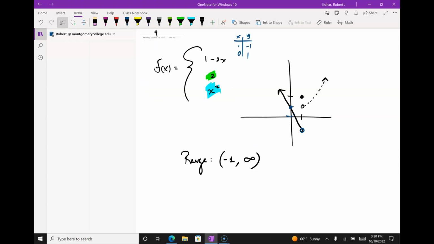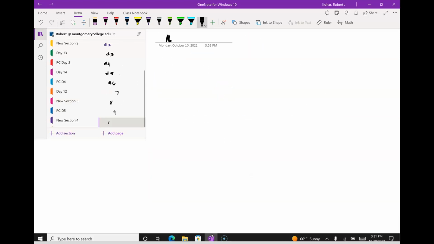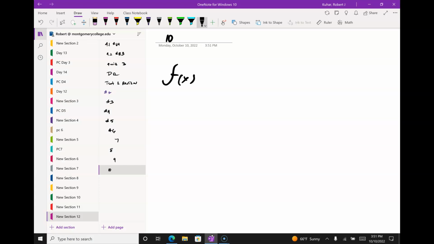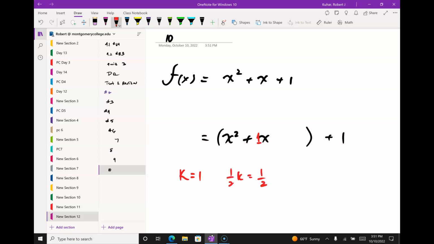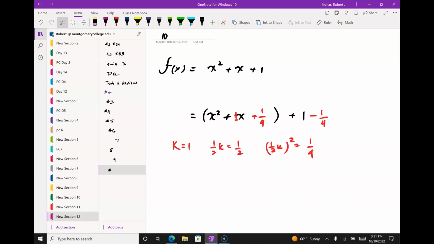Nice, last one. Complete the square. It's pretty nasty, this one. Maybe not.